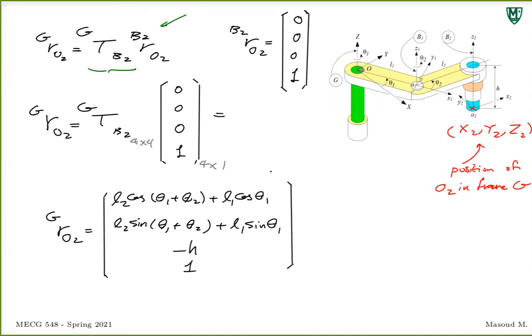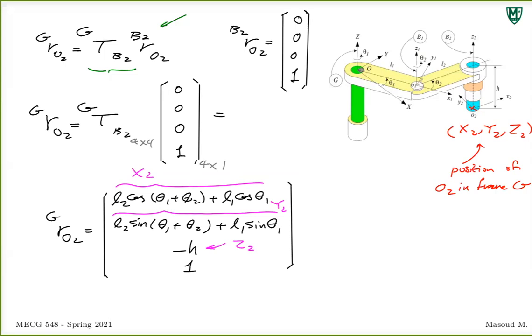Maybe I could even guess this by looking at where the coordinates are. If you could, good for you. I probably couldn't. But this becomes your X2. This becomes your Y2, and this is basically your Z2. This is the position of the origin, or the tip of link 3, in the global coordinate frame.